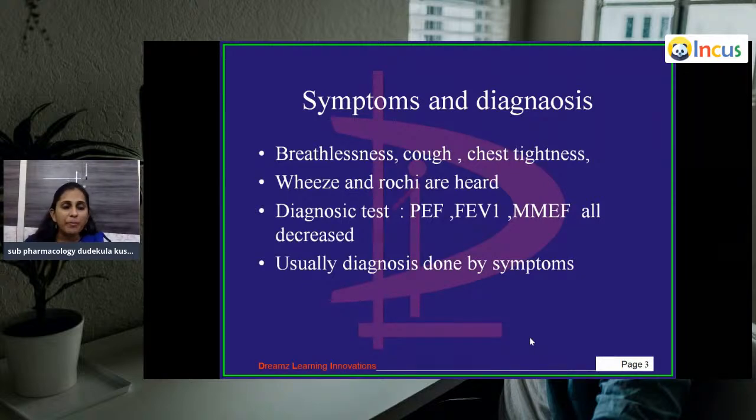Okay. There is no particular diagnostic test to say that it is asthma, but in most of the people, we see that the peak expiratory flow rate, forced expiratory volume at first second, and maximum mid expiratory flow rate, all these components which are measured are decreased in patients. Okay. We usually diagnose by just symptoms.